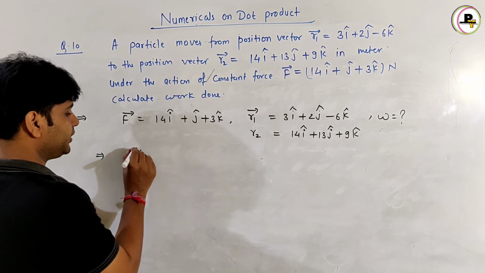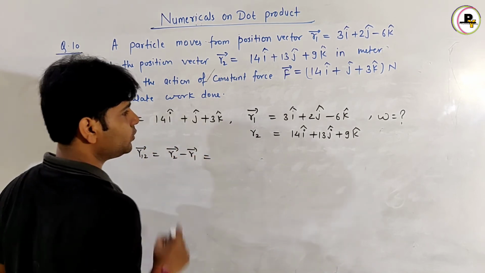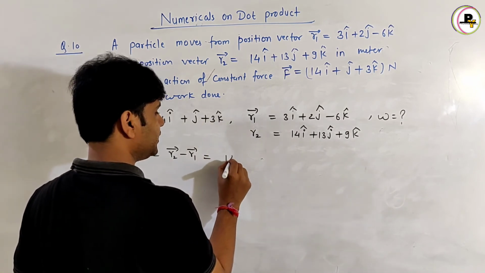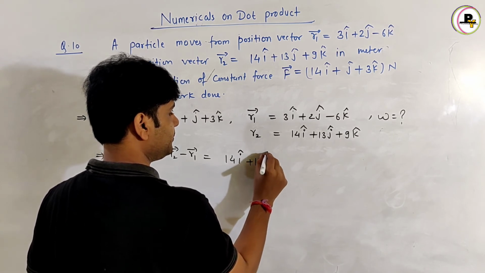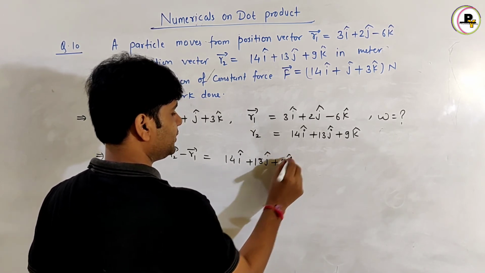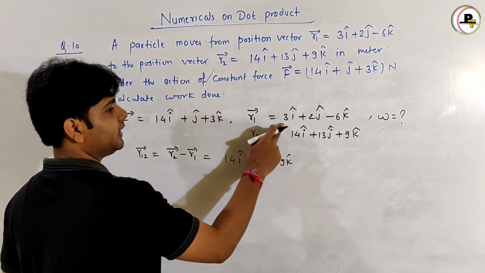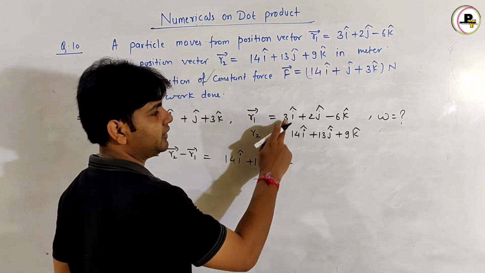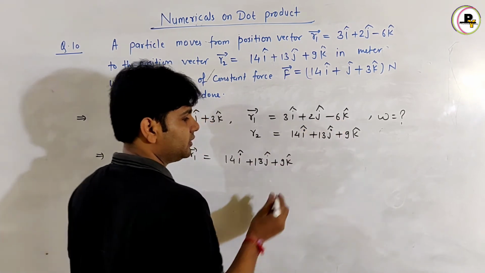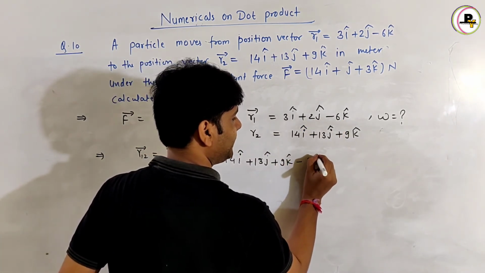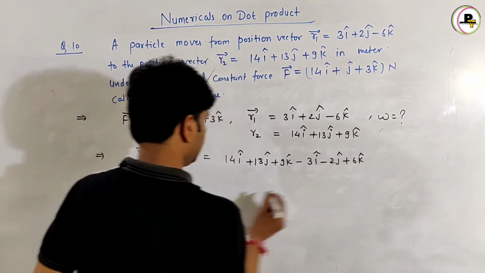The displacement vector r12 is r2 vector minus r1 vector, which is equal to 14 i cap plus 13 j cap plus 9 k cap, minus r1 vector. If I take minus, then the sign of 3 i cap will be minus, and this will also be minus, and this will be plus. So I can write here minus 3 i cap minus 2 j cap plus 6 k cap.